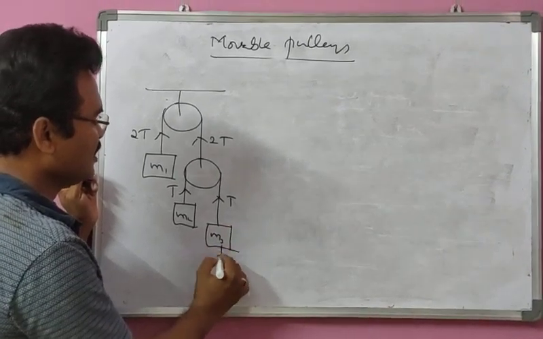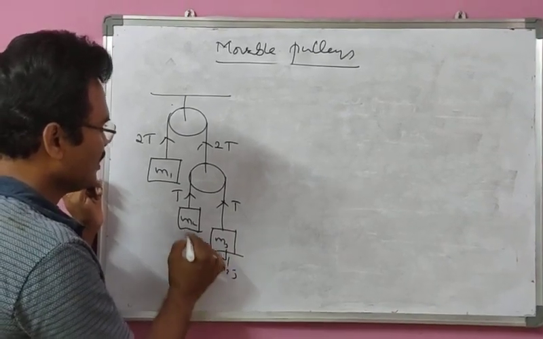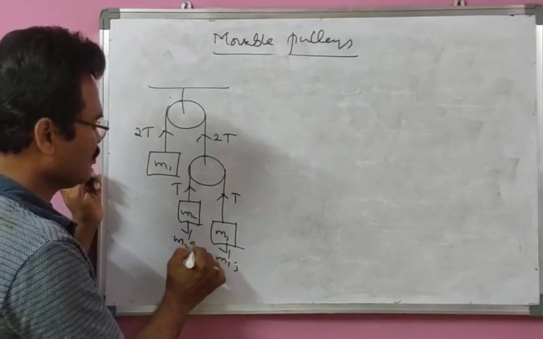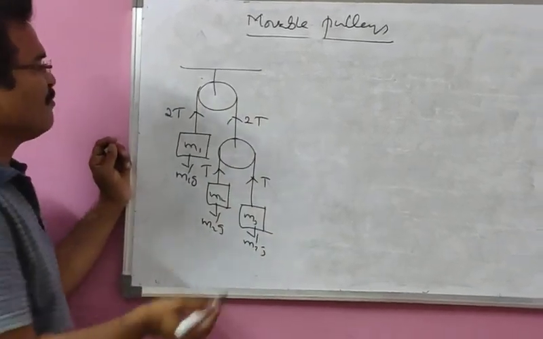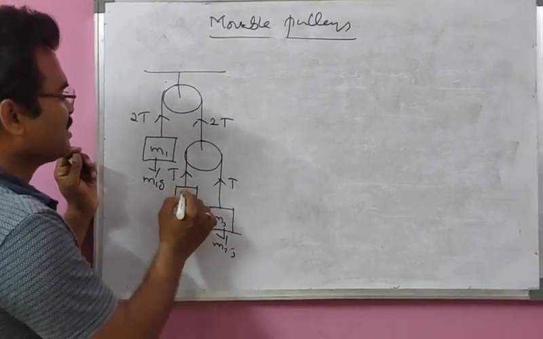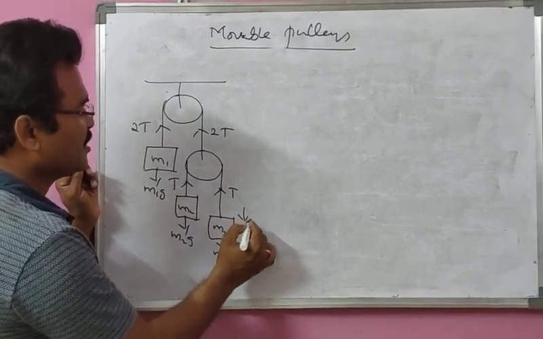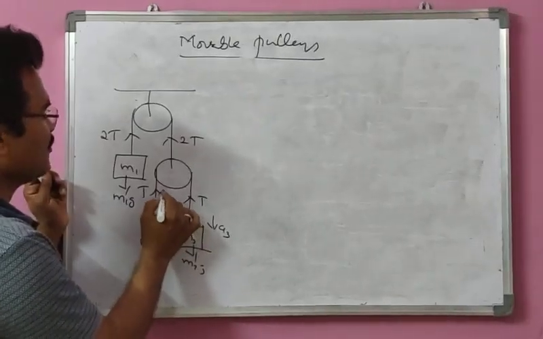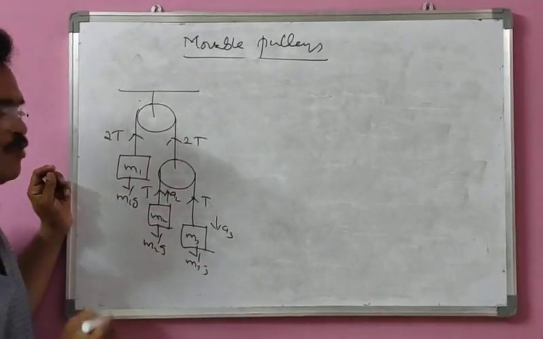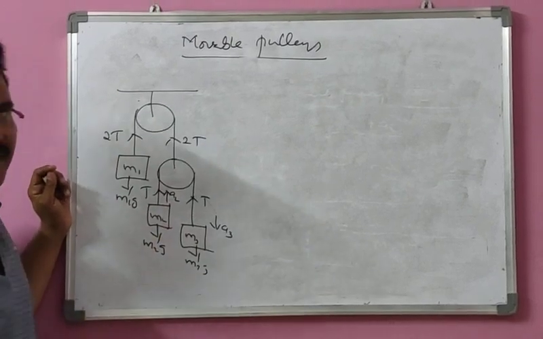To find the tension, this is going downward. The weight acts downward, M3G. Here it is acting as M2G, and here as M1G. Now I'm going to write the accelerations: this is going down with acceleration a1, a3 downward, and this is going up with acceleration a2. We should get the relation between a2 and a3.